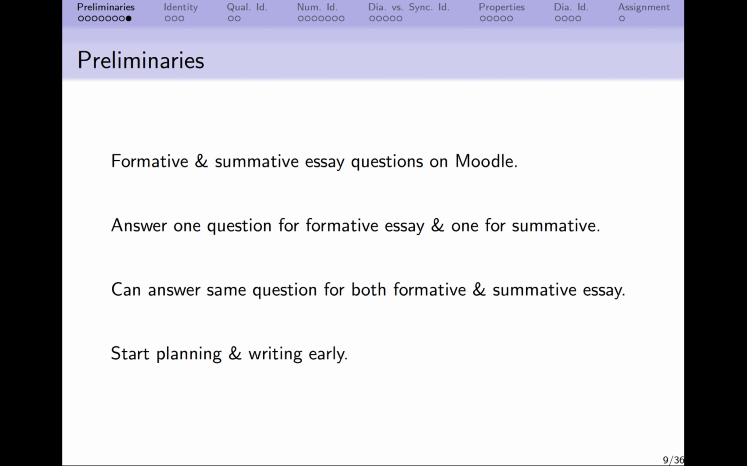So just general advice to start planning and writing early as well. Obviously, many of you will have a number of assessments following the Easter break, either essays due immediately following the Easter break or exams in term 3. So given that you've got access to the essay questions very early on in this module, it might be a good idea to start thinking about what you'll write on, planning for that, and writing reasonably early on, so that you are able to manage your time better going into term 3.